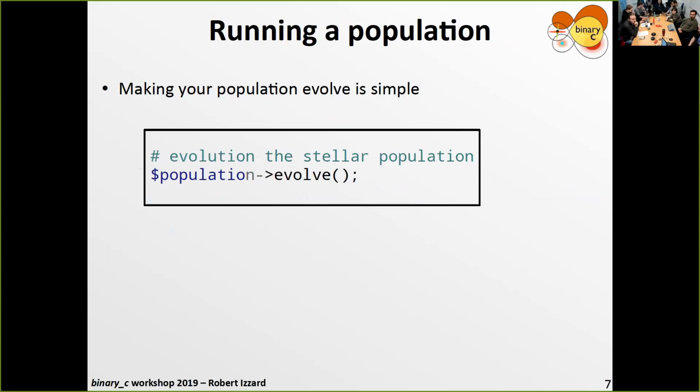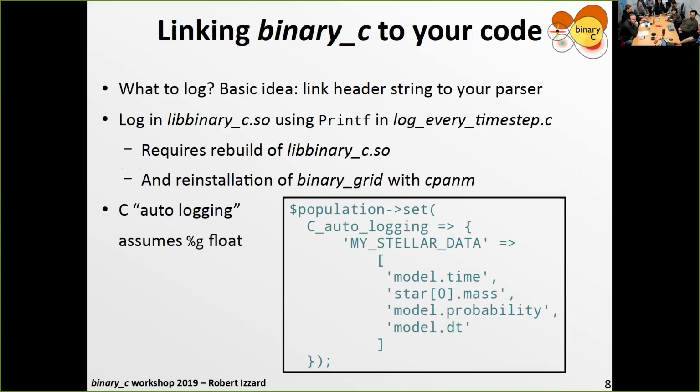And then to evolve the population, once you've set it up, is easy. You just call the evolve function, and then it just sits there, evolves the population and returns whatever it is that you need. So it's really like an object-oriented code. There's no issues with this. But what you have to do is link binary_c to your code. Now, we saw a bit of this with what David was doing yesterday with the Python, and the Python stuff is all based on what we do here.